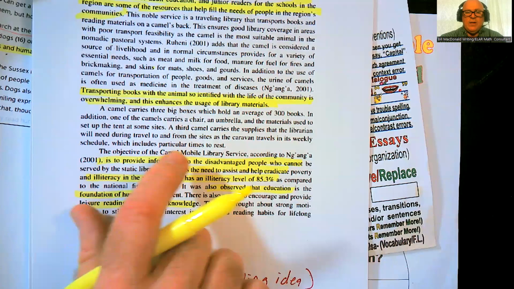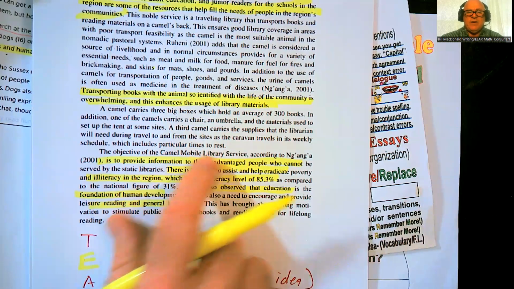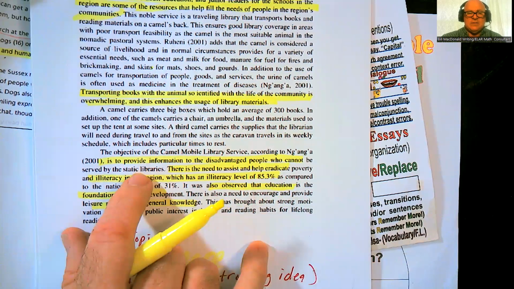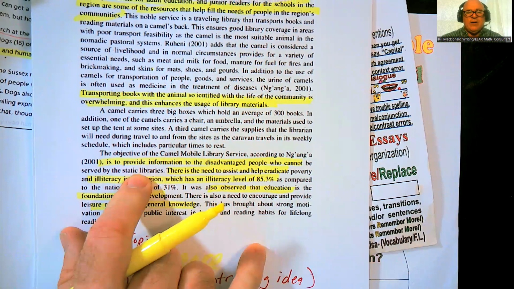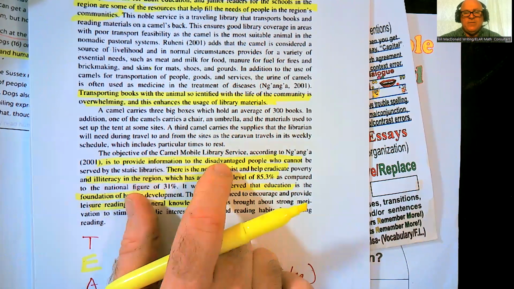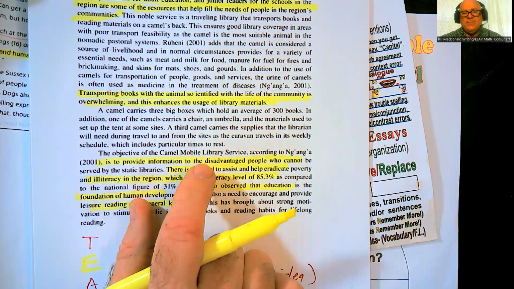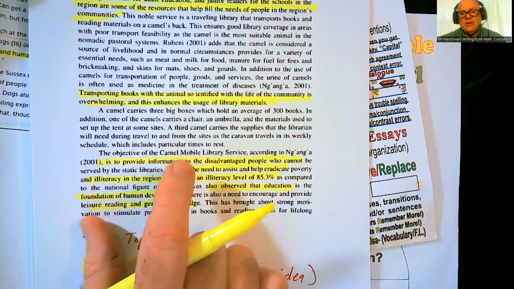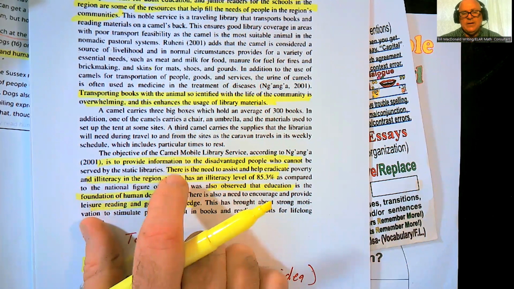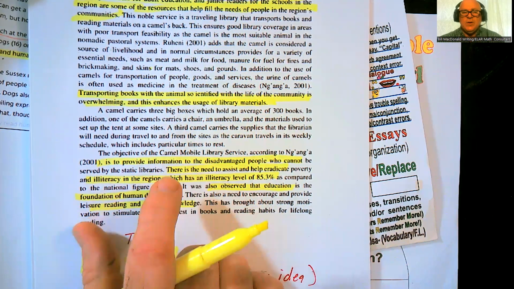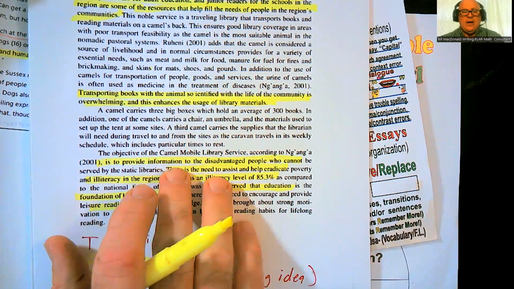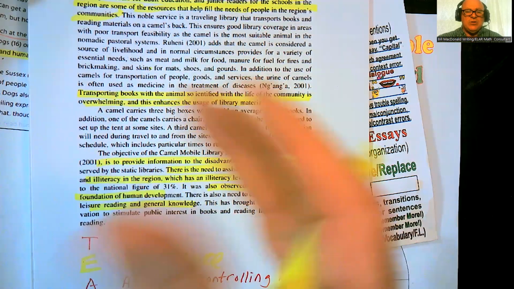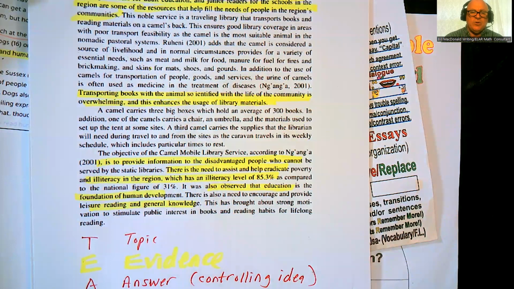The object of the Camel Mobile Library Service is to provide information to the disadvantaged people who cannot be served by static libraries, like regular libraries. So some people are disadvantaged. In other words, possibly you can't go to the library, so the library comes to you. Okay, still relates to education, but you could use this one to talk about how the library brings the education to you instead of you having to go to it.